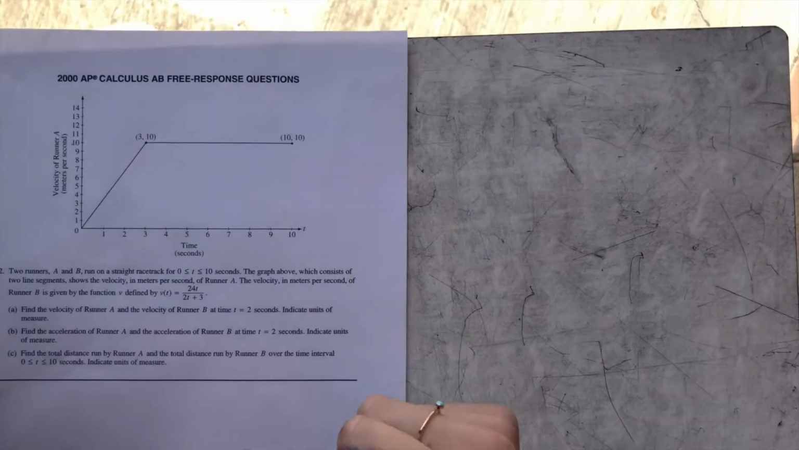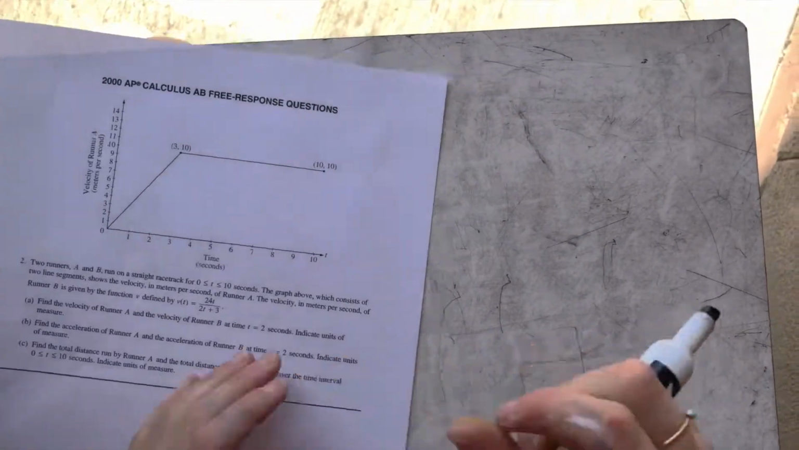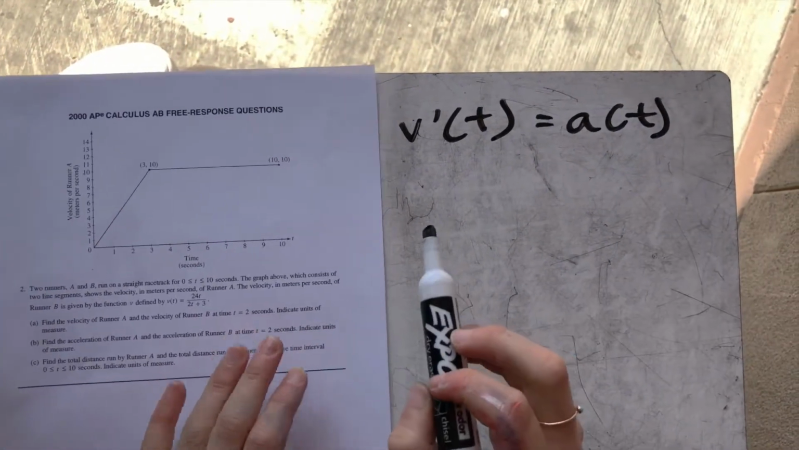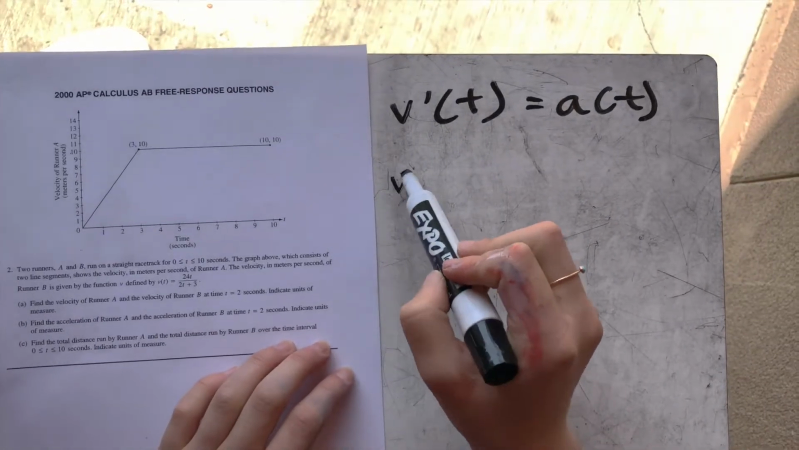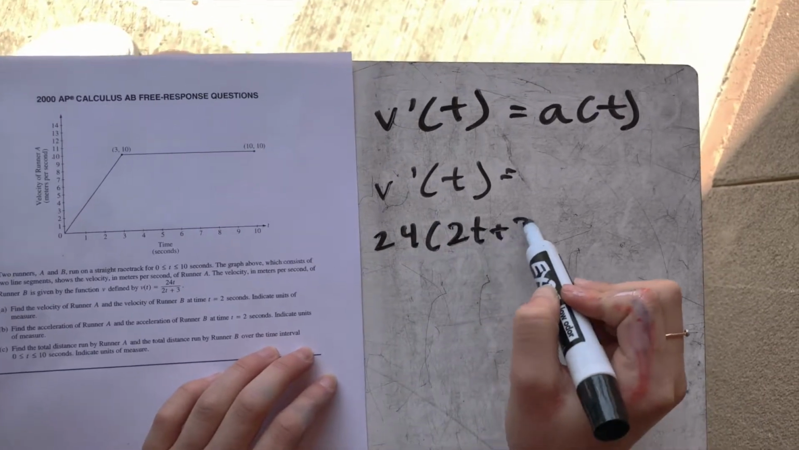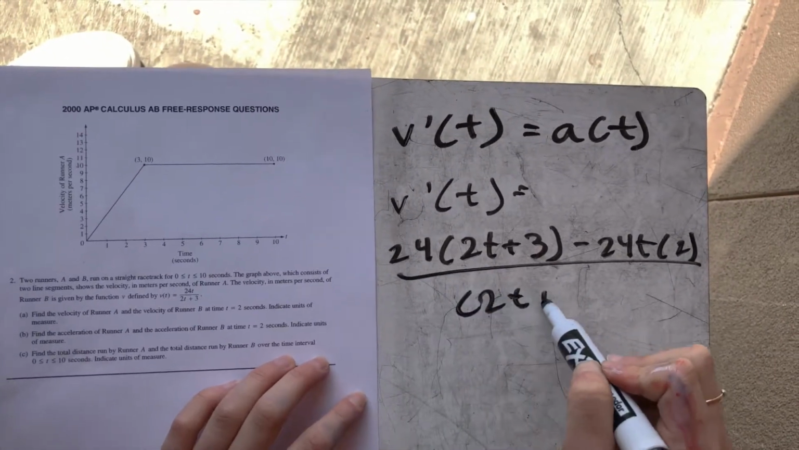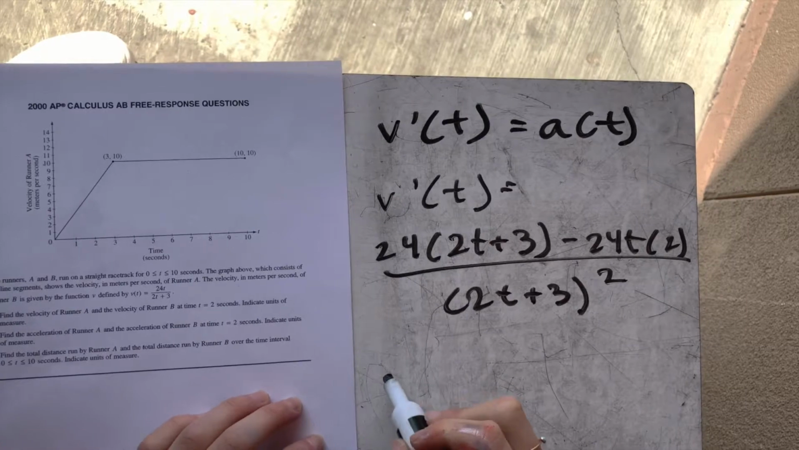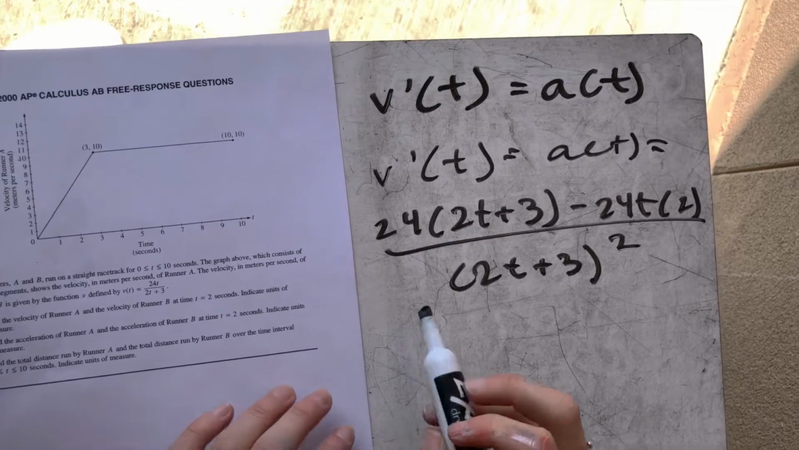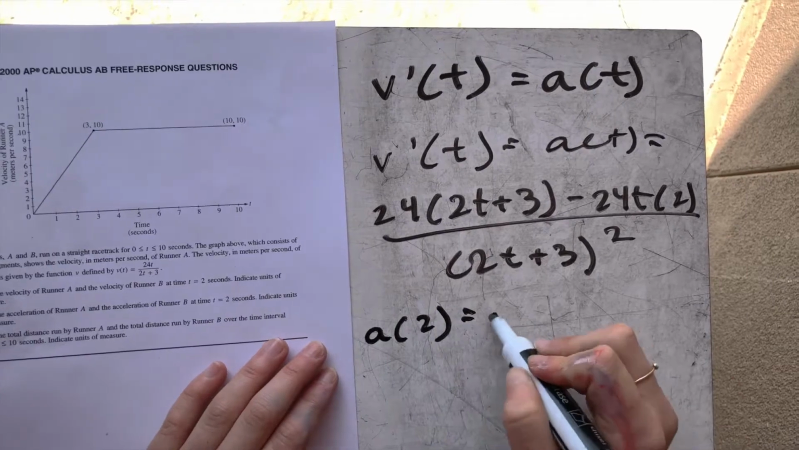To find the acceleration of runner B at t equals 2 seconds, we need to find the derivative of the velocity equation, because the derivative of the velocity equation equals the acceleration equation. So we need to use the quotient rule: 24 times (2t plus 3) minus 24t times 2, over (2t plus 3) squared. Now we need to find it specifically at t equals 2, so we'll plug in 2.